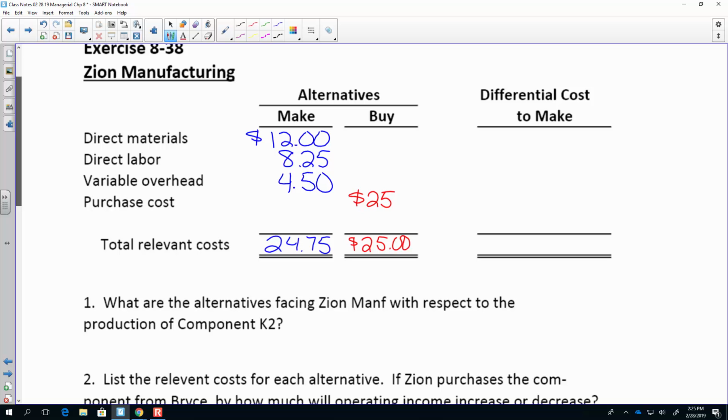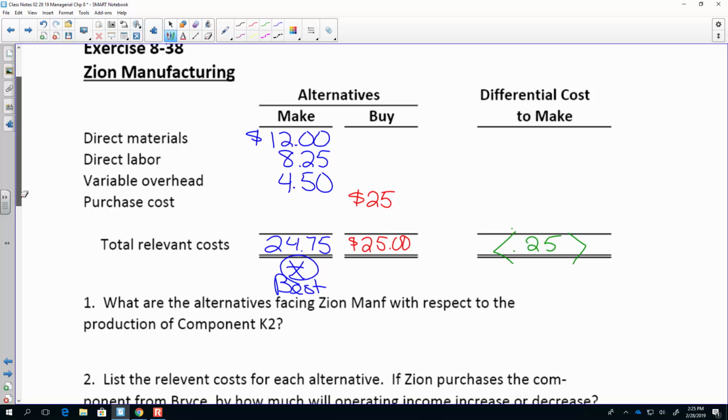So what's our best choice here? Make it. It's the lowest cost. What is the differential in cost? It's 25 cents. Differential in cost to make. So it's less than, right?